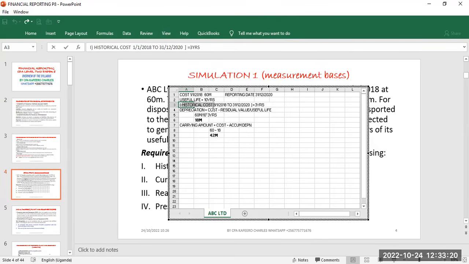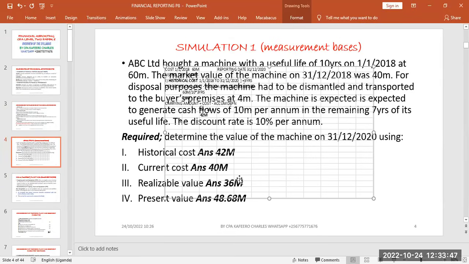That is the value we are going to be using when we are reporting for historical cost. This is what you've basically been doing in your financial accounting when you are handling the depreciation and all those other items. Then our part 2 says they want the current market value. When you look at this question, the current market value was given to us.